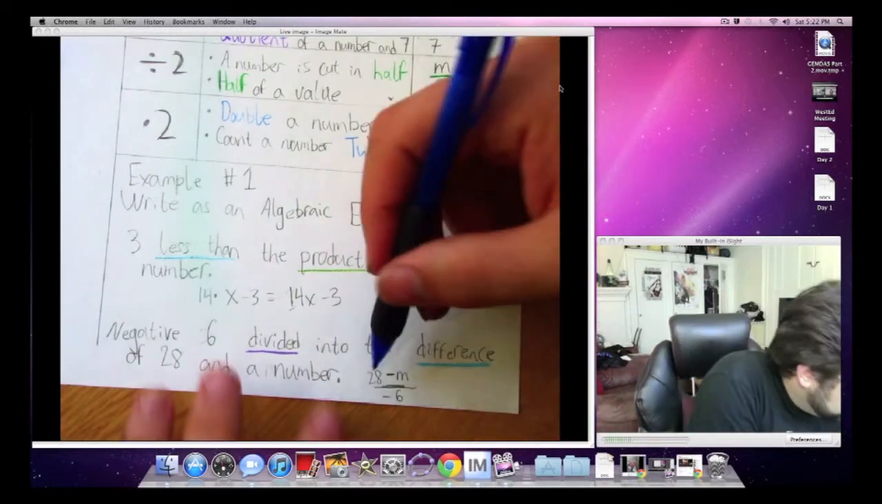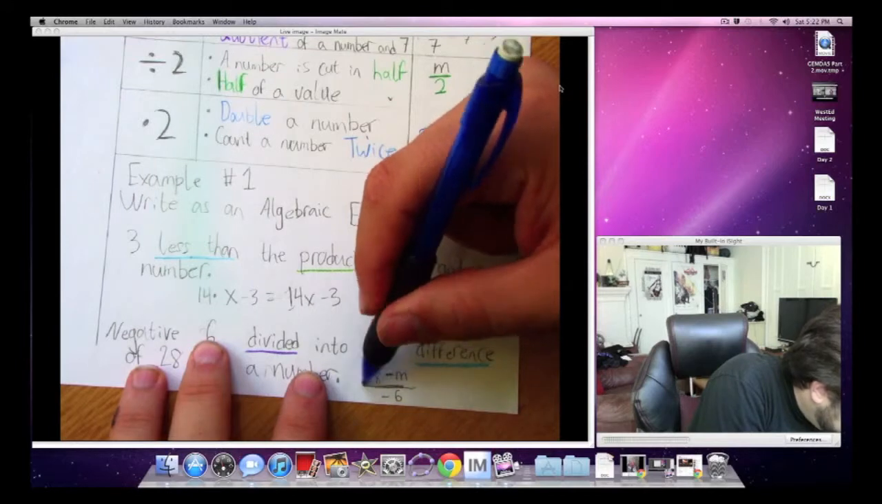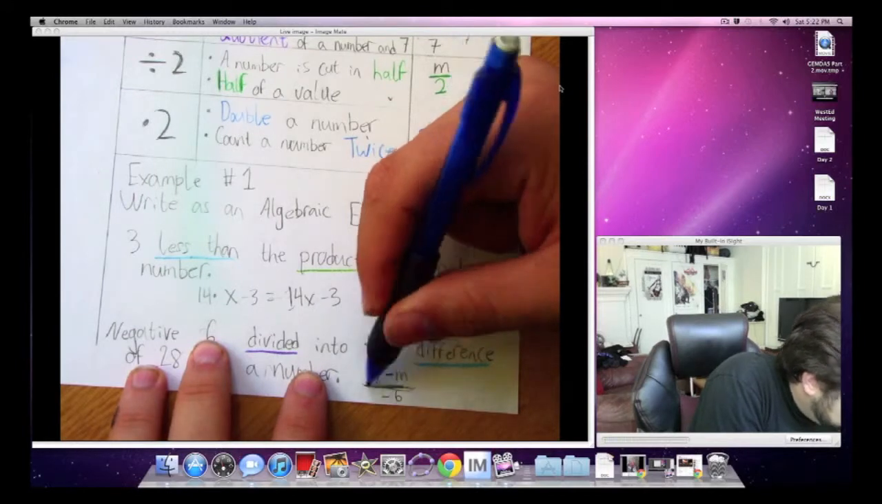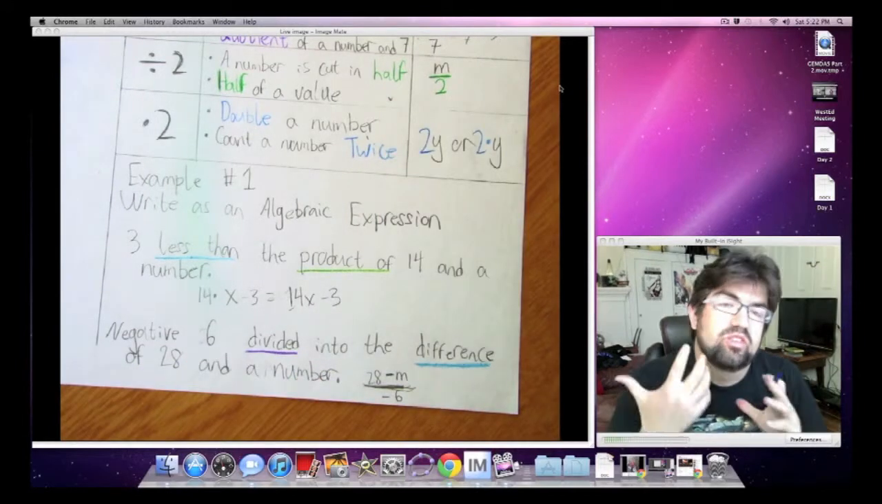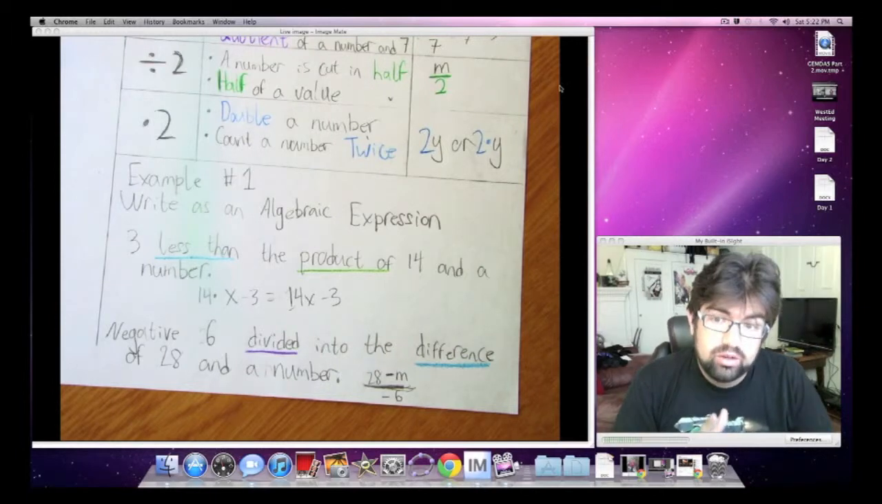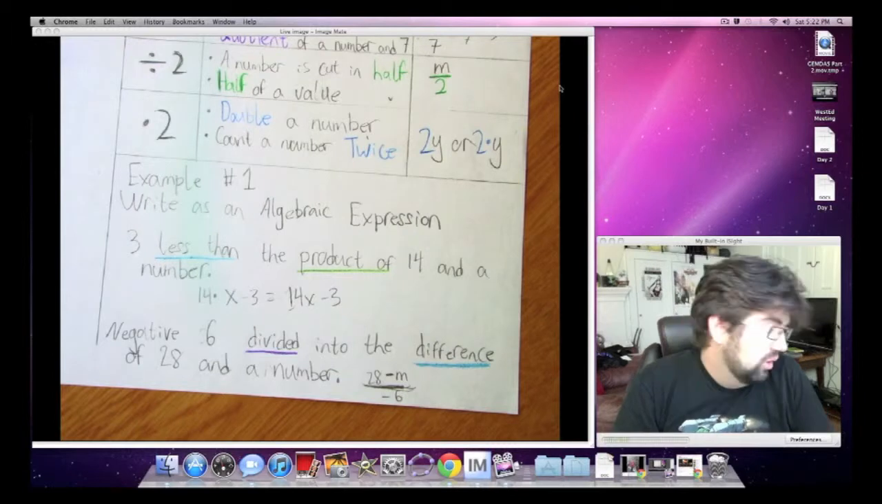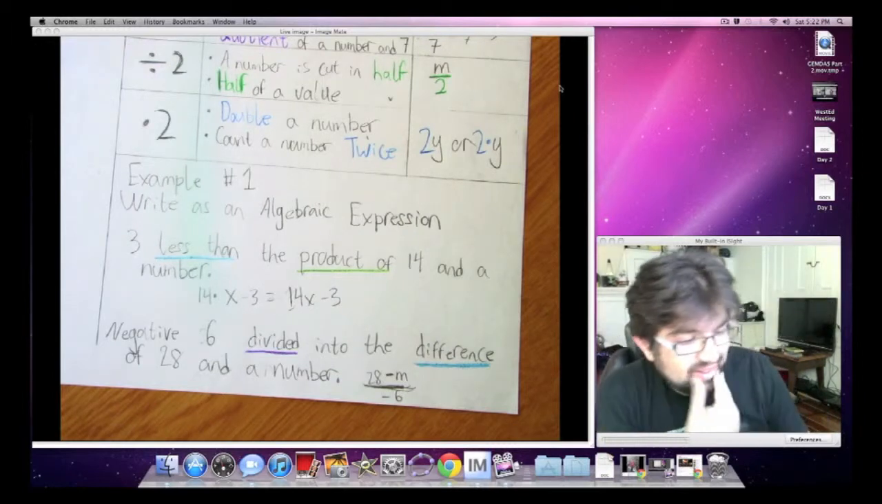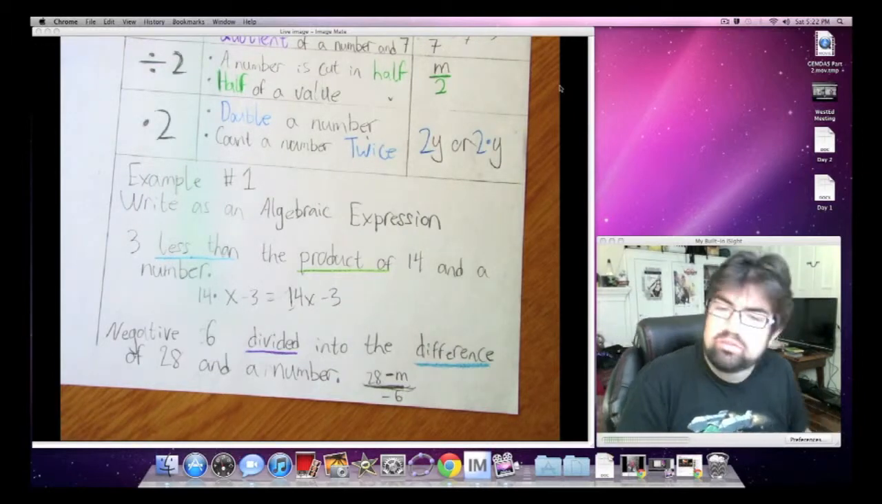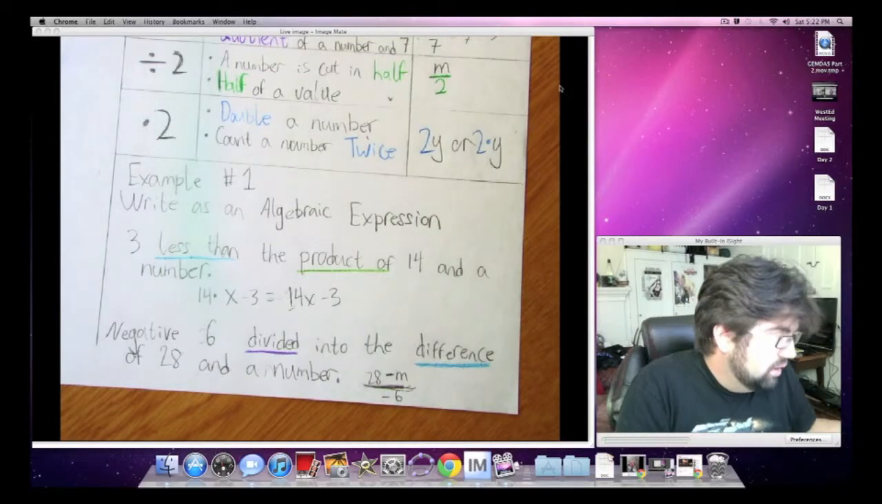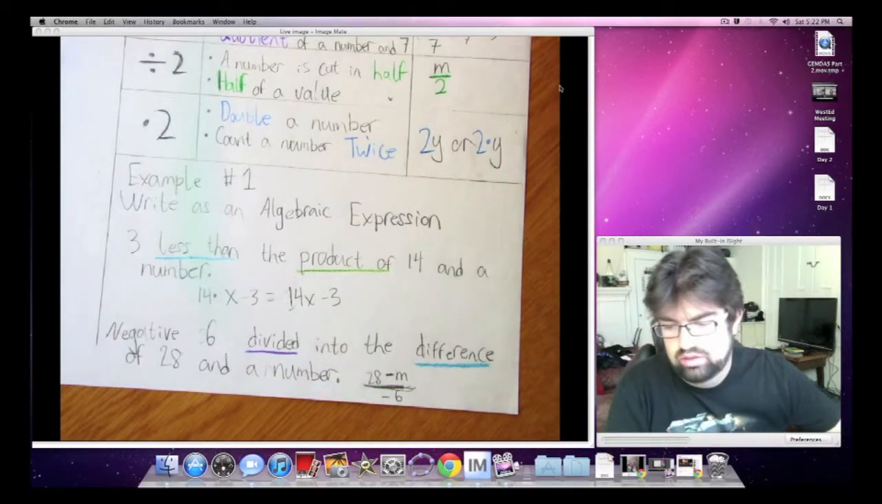So this is, remember my order of operations, this is a fancy fraction. So I'm going to take -6, I'm going to divide it in 2. The difference of 28 and a number. So again, it takes some practice. That's what we're doing tomorrow. But those are two examples right there.